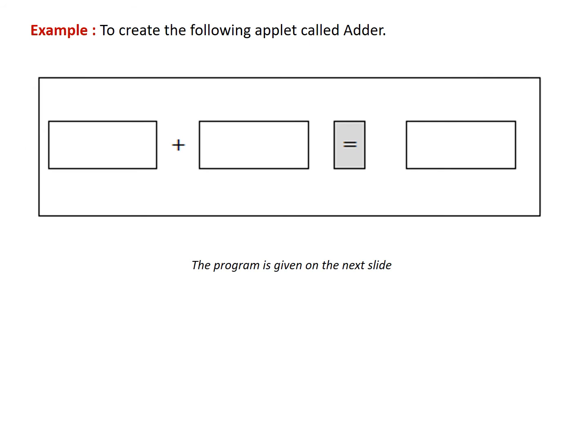One more example is here to create the applet called adder. In this, we'll create 3 text fields and 1 label and 1 button. Now here the label is indicated by using the plus sign, whereas the button is indicated by using the equal to sign. In the first 2 text fields, user will enter the number, and after that user will click the button equal to. After clicking that button, we are going to calculate the addition of the first 2 numbers and we display the result in the third text field.